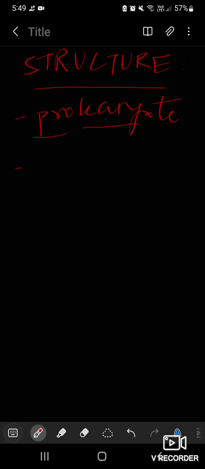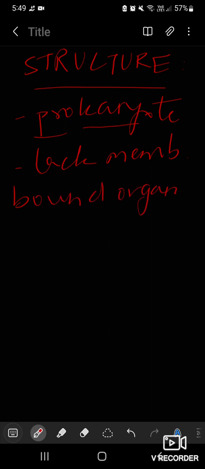Next is that they lack membrane bound organelles. So, membrane bound is within the cell membrane. There are certain structures, and these structures are known as organelles, which help in the normal or regular functioning of the organism. In this case, it is the normal functioning of the bacteria.